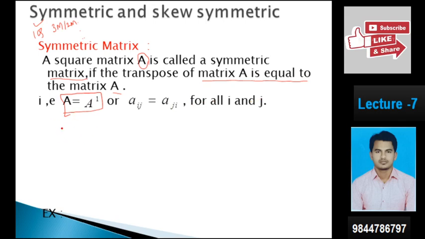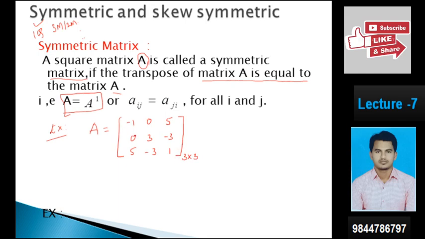For example, I am going to take a matrix A, this is my matrix, order is 3 cross 3: -1 0 5, 0 3 -3, and 5 -3 1. The question is, this is a matrix of order 3 cross 3.